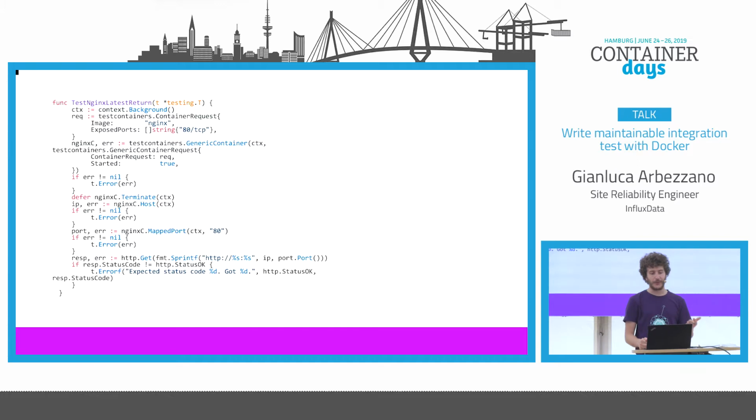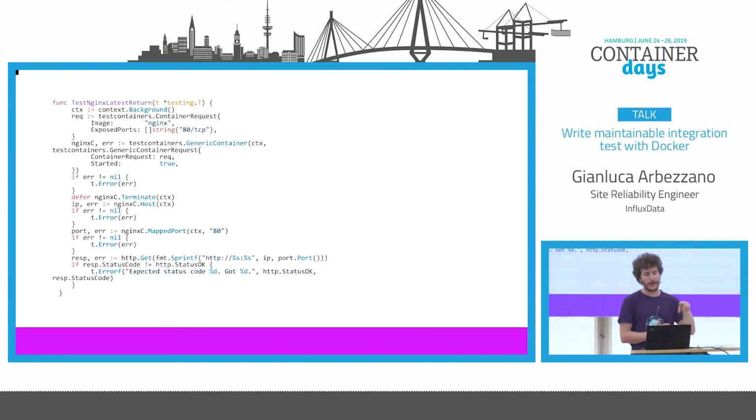When your container is running, I defer the Nginx container's termination. The defer in Go, as in other languages, means a function that will be run when the main function is over. So when my test is over, the deferred function will terminate the container. So I'm sure that I'm cleaning my environment.